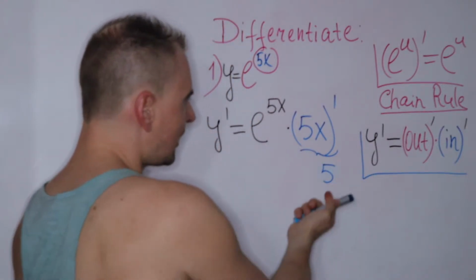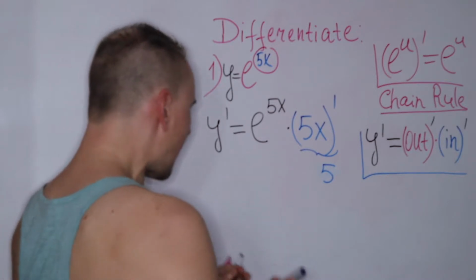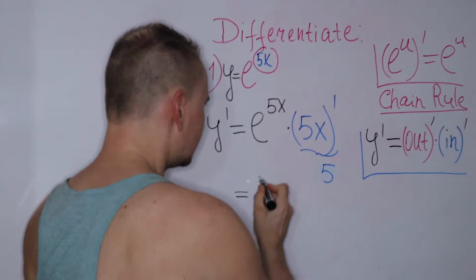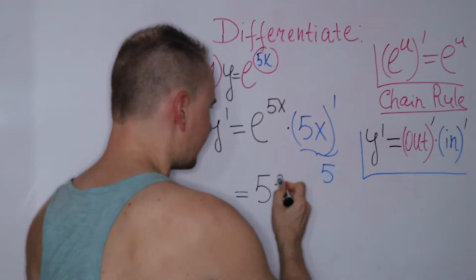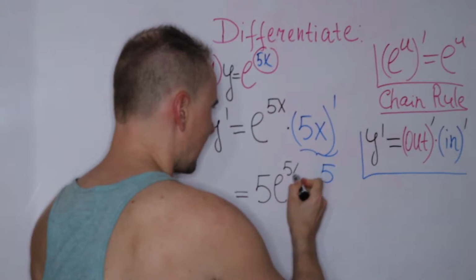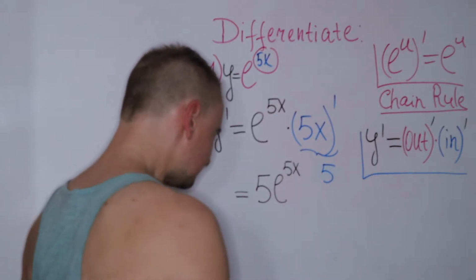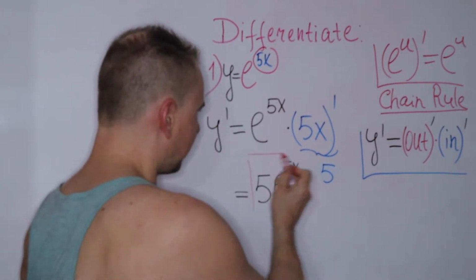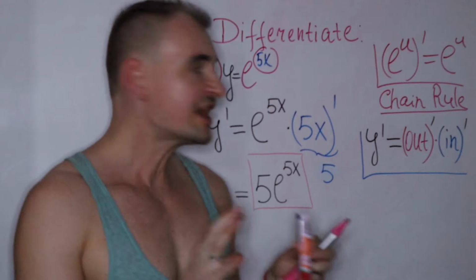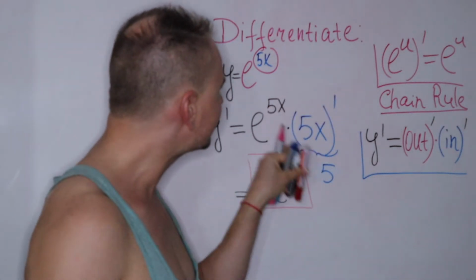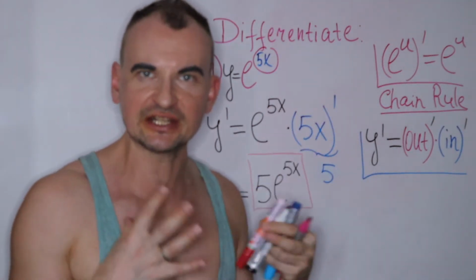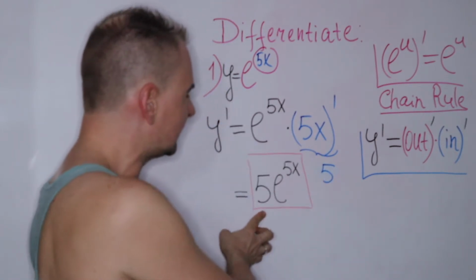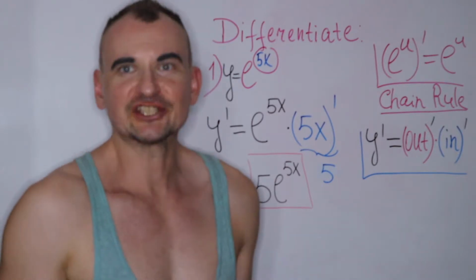And typically, we want to bring this 5 in front, pull it out front as a coefficient, and it's going to be just 5e to the 5x power. And that's going to be your derivative for this function. So again, this 5 comes from the derivative of the inside function, since the derivative of 5x is just 5. And we brought this coefficient in front of your exponential function.